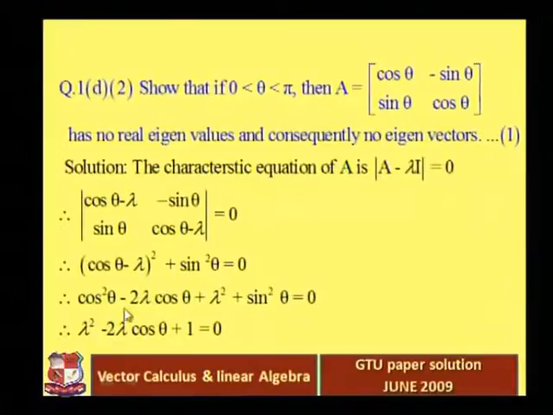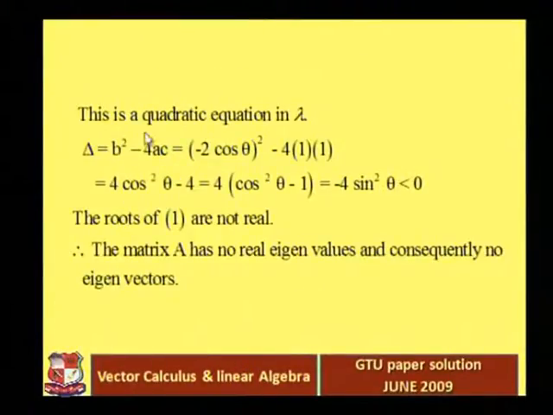So again, simplify this equation. Rewrite it with the first term lambda square, the second term minus 2 lambda cos theta, and the last one, cos square theta plus sin square theta is 1, so plus 1 is equal to 0, right? So this is now our quadratic equation to find lambda. This is a quadratic equation in lambda.